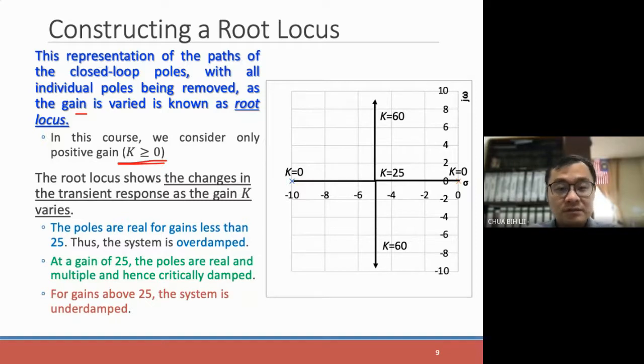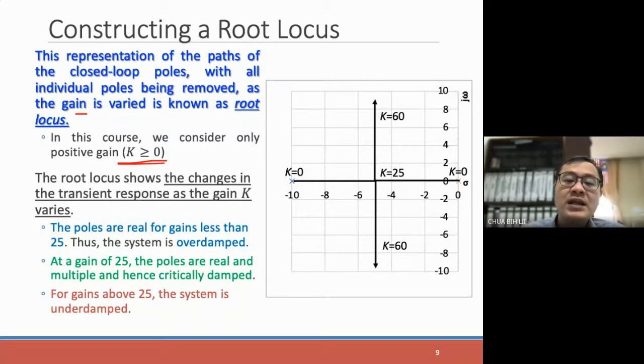So remember, this root locus is only applicable to a closed loop system. In open loop, the poles will not change, because no matter how you change K, the poles remain the same. Only when we apply it to a closed loop system, then changing the gain, the K value, the location of the roots will change.